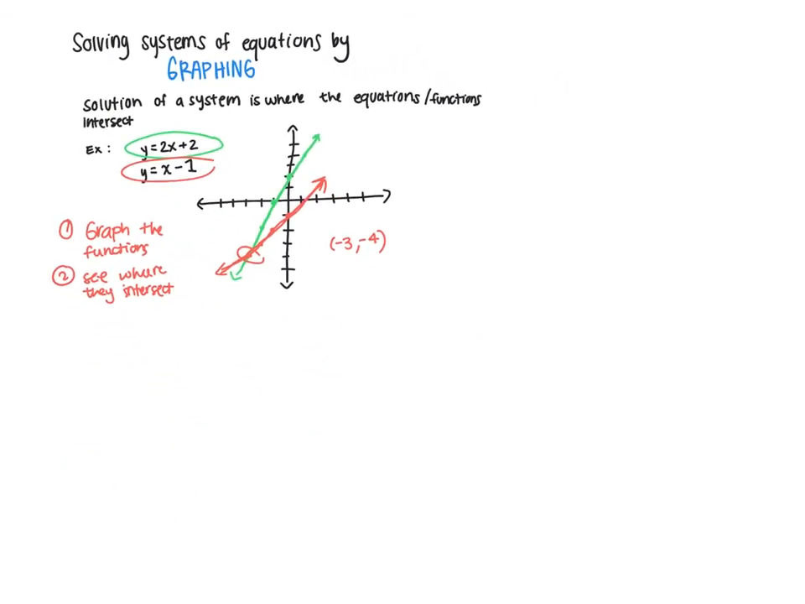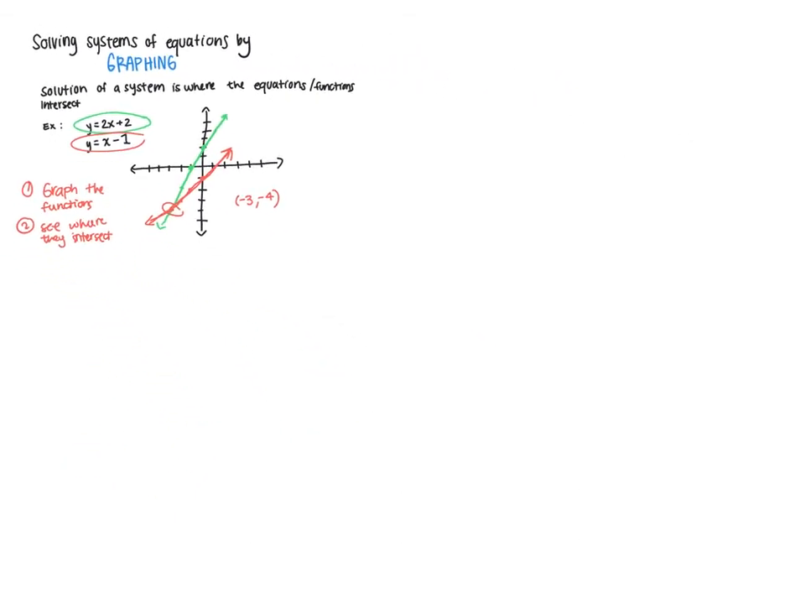Let me give you a little bit more tricky of an example. So say we have the equations -7x minus 2y equals 14 and y equals -x plus 3. Okay, so this is example number 2.